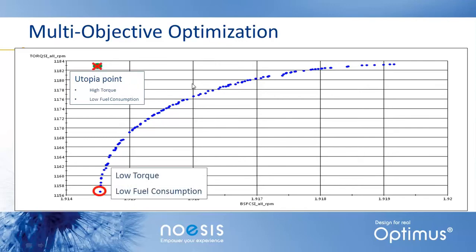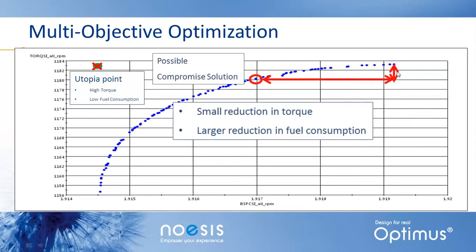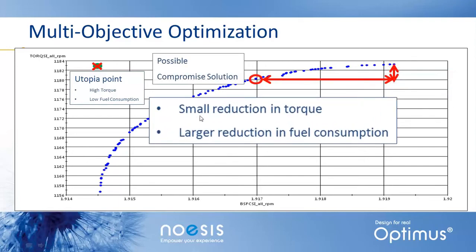Of course, taking into account the physical reality, we cannot attain this point, so we have to either choose a point where the torque is low but also with a low fuel consumption, or a point where the torque is very high but unfortunately with a high fuel consumption. When we have such a Pareto curve, it's very easy to make a trade-off where we, for example, choose a possible compromise solution here, which is only a small reduction in torque, but a much larger reduction in fuel consumption. And this can be our trade-off point for the engine.